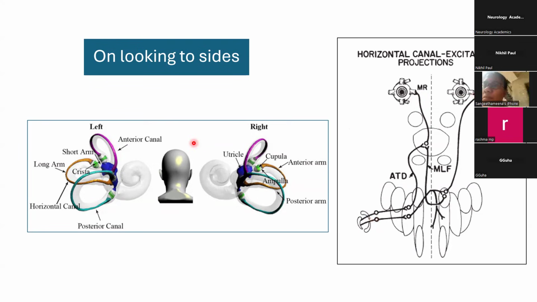So that is a basic understanding. Whenever we turn to one side, due to activation of the horizontal canal on that side, the eyes get deviated to the opposite side. That is a basic understanding of VOR. This is what happens in the horizontal case. Basically, when the head turns to the left, the eyes move towards the right. That is the basis of VOR.